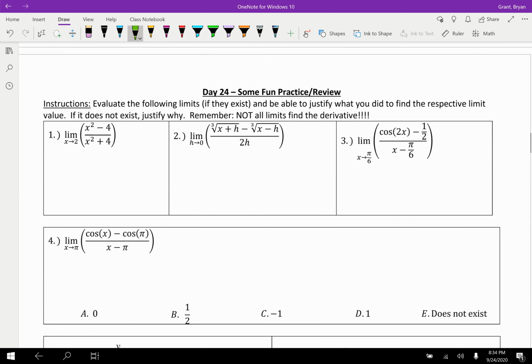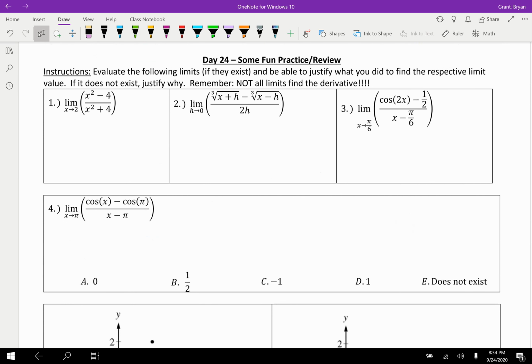Alright, well, the second half of today is some fun practice and/or review. And a lot of this is actually going to come from Unit 1, from Topic 1 back to limits. Because in Topic 1, we learned about limits and had no idea what derivatives were. And we need to still remember that limits don't always mean the derivative. In fact, there are very few limits that mean the derivative.